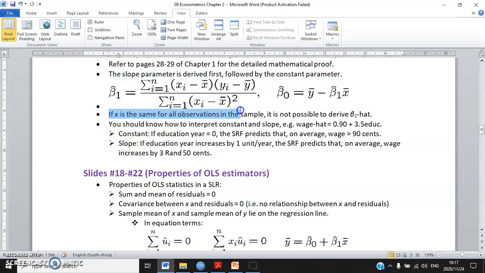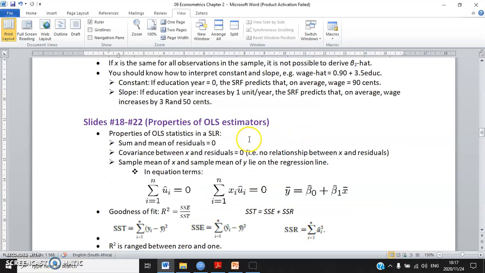And then there must be some variation in the X. So if I collect a sample of data and X is exactly the same for everyone, it is impossible to derive the slope parameter because graphically, you will have a vertical line. Then it is no longer a regression line.